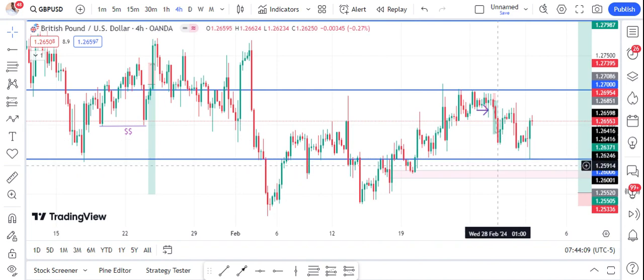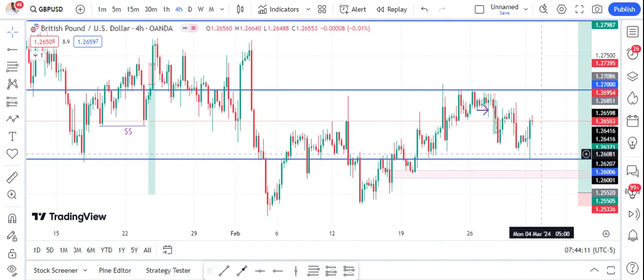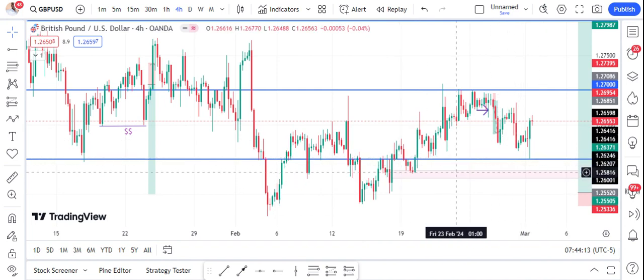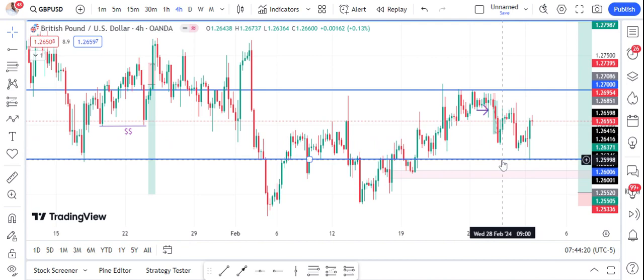So again, for GBP there's a POI here. I'm still expecting that this zone is valid too. This psychological zone at 1.26 is also valid. Right now I don't have any position I'm holding.